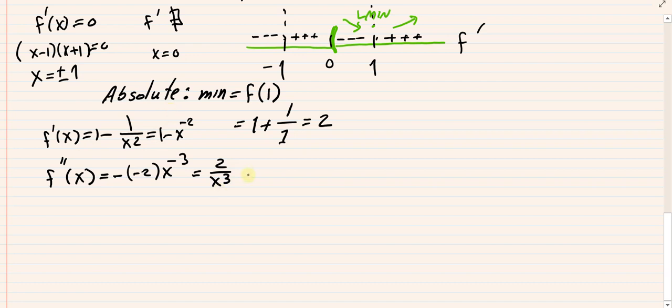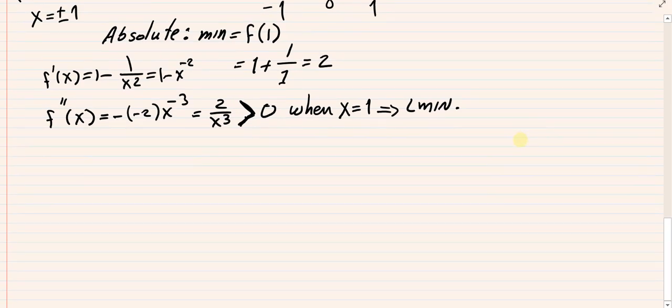Now, this function, the second derivative function, is always going to be positive, right? Always positive. That's going to be positive when x is equal to 1, right? So this way also we can establish that we have a local min. This is the second derivative test that I just did.